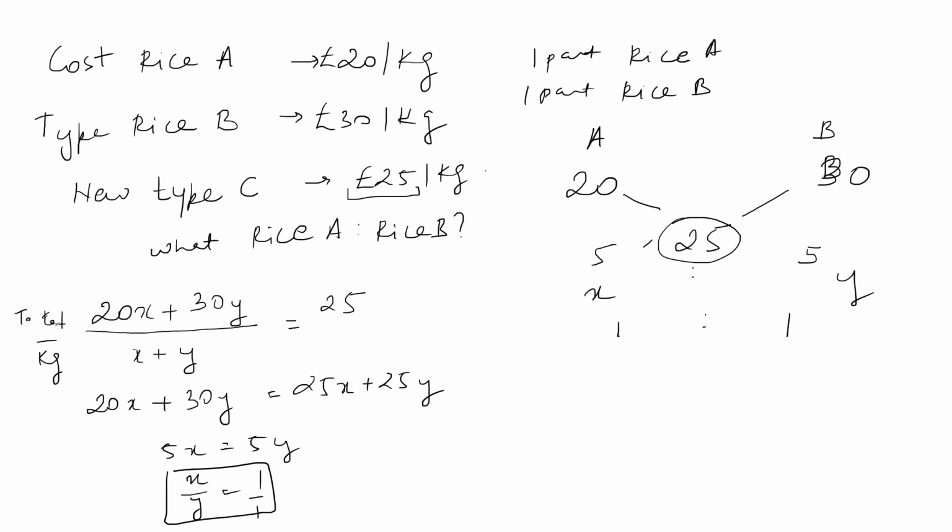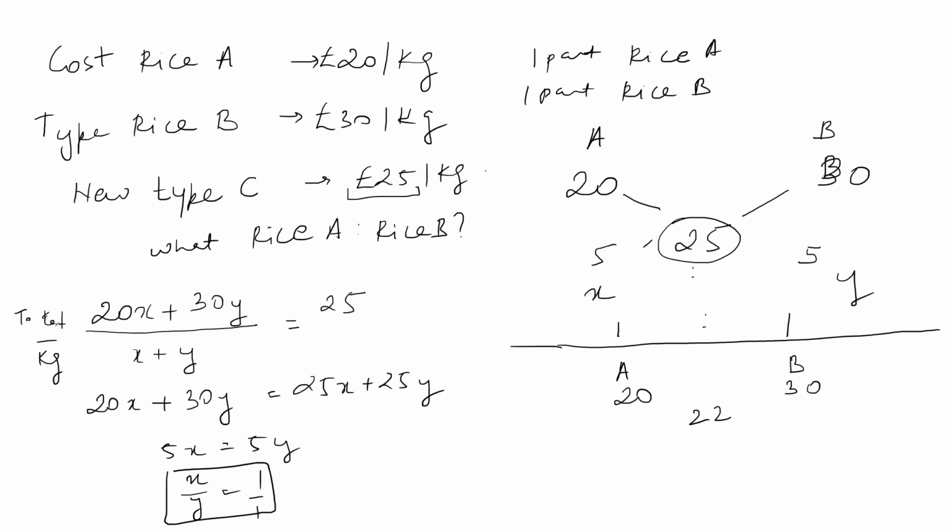Now, let's just tweak the question. Instead of 25, let's say we have 22. So here I'll say A and B. Let's separate this out. Now I have 20 here, 30 here, and the desired one is 22. If you look at the logic, since this number is closer to 20, I will have to add more parts of A. So there will be more parts of A and fewer parts of B. Here, since it was 25, which is the middle, it gave 1:1.